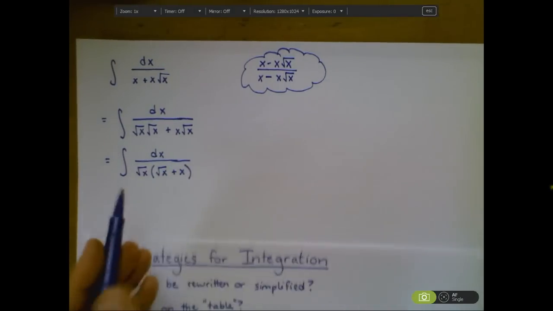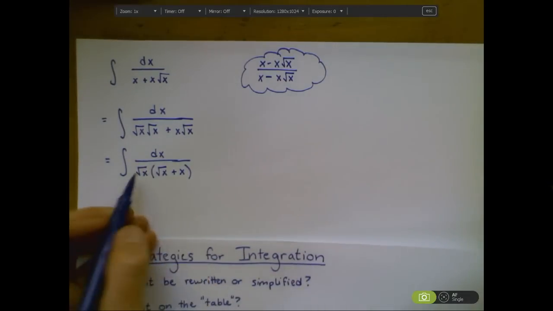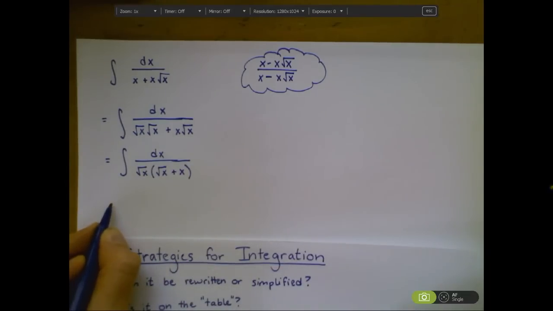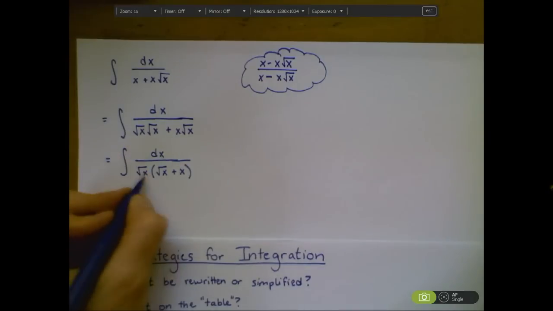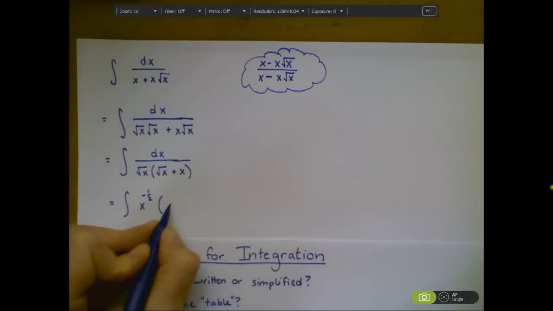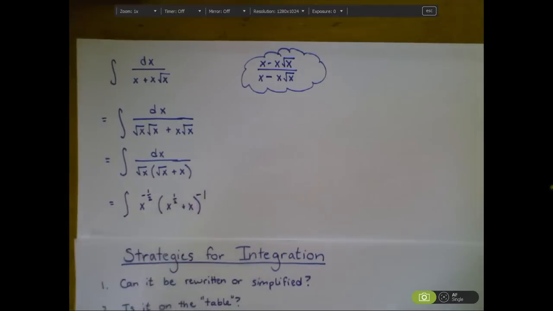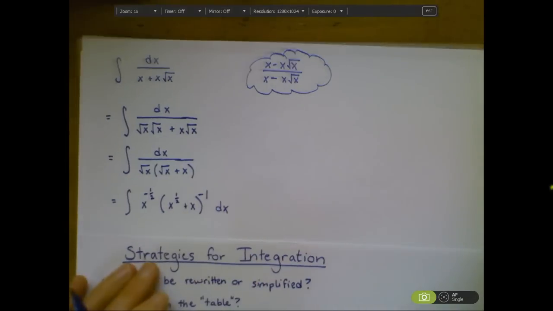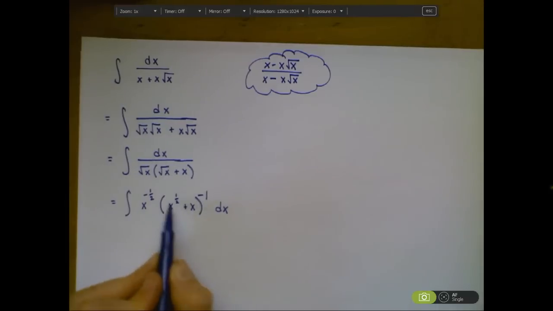So I just rewrote this as this. Now, the next thing, why would I want to do that? Maybe I'm going to rewrite it one more time. So square root x is the same thing as x to the 1/2. And because it's in the denominator, this is x to the negative 1/2 multiplied by x to the 1/2 plus x all to the negative 1 dx. And this is where it makes sense to look for a u substitution. It's looking a little more like there is some sort of composition of function idea going on.